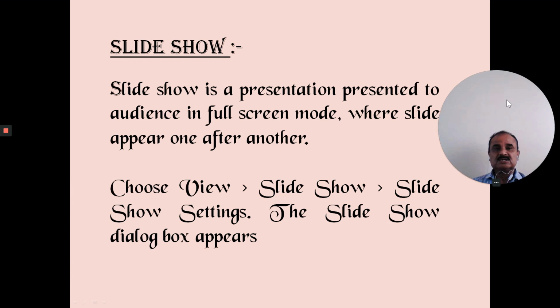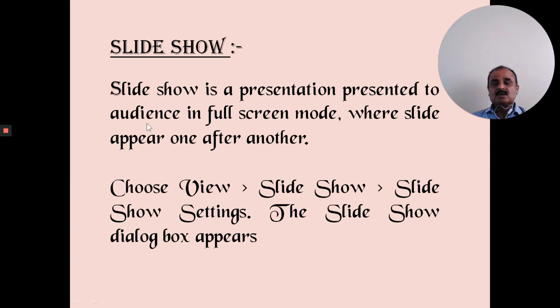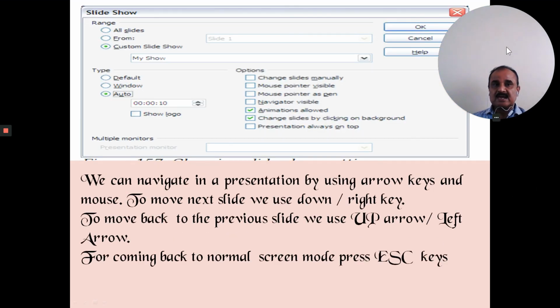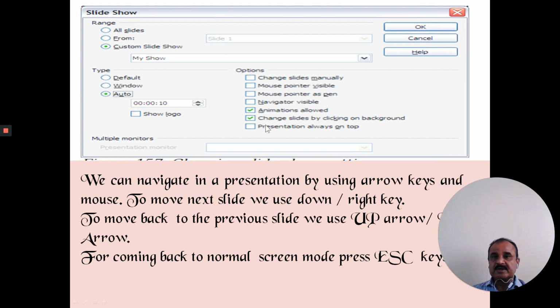Our first question is what is slideshow? Slideshow is a presentation presented to the audience in full screen mode, where slides appear one after another. This is called slideshow. How to go on the slideshow option? The method is choose the view menu, slideshow, slideshow setting. The slideshow dialog box will appear. From the dialog box, we can customize our setting and we can make our setting according to us.